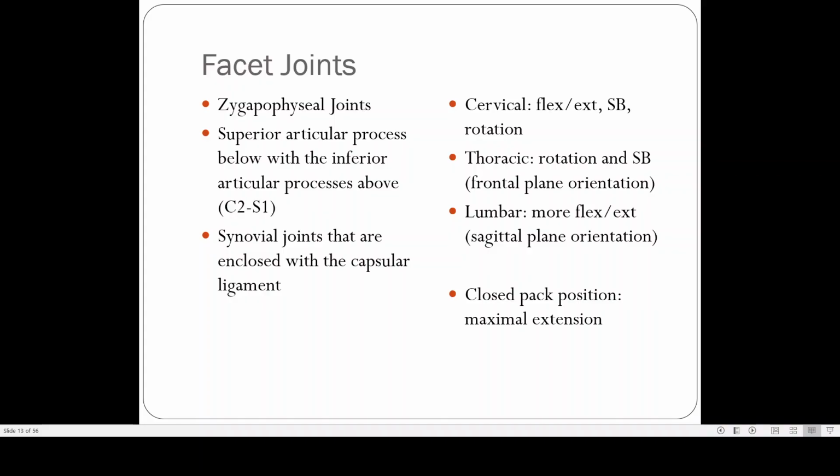Again, they are synovial joints with a capsule. In the cervical area, we have all four motions. Whereas in our thoracic area, we have side bending and rotation again because we have that more straight up and down frontal plane rotation. And then lumbar, we get more flexion and extension. We have a sagittal plane orientation of these facet joints. The closed pack position for all areas is going to be maximal extension. They're going to lock those bones against one another.